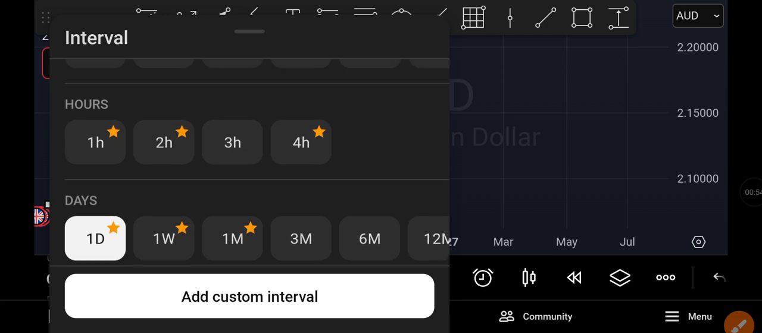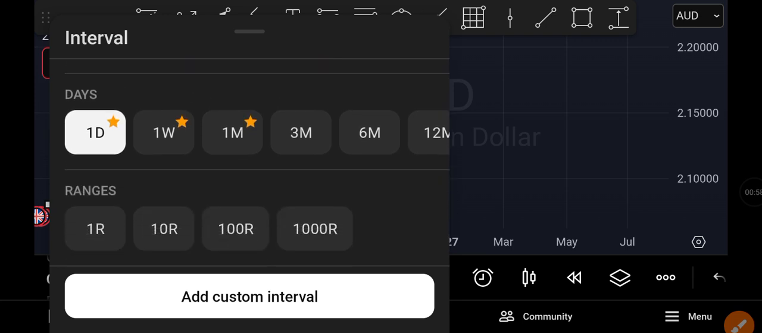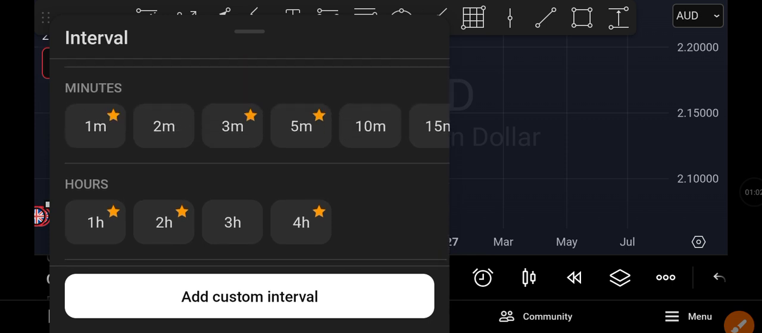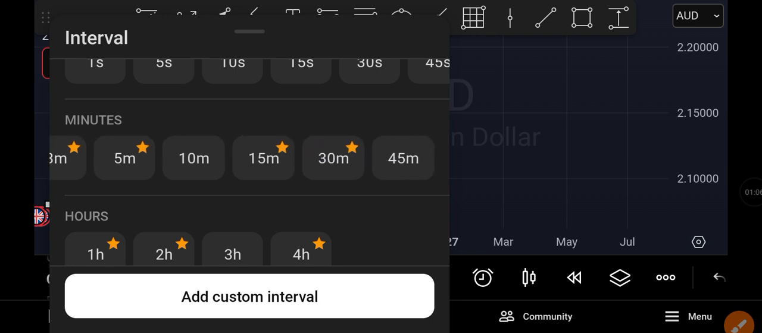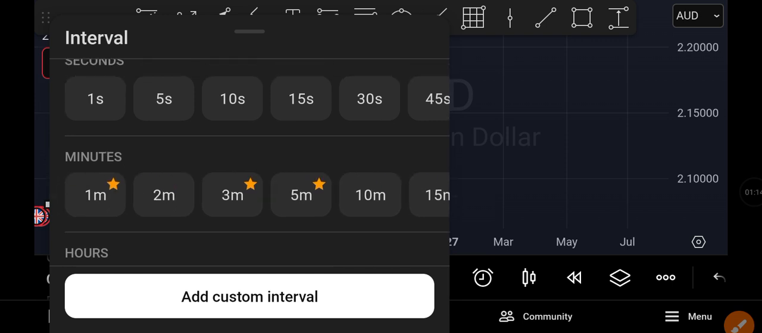You see we have daily, weekly, monthly, 3 months, 6 months, 12 months. We have ranges and we have hours, like 1 hour to 4 hours. We have minutes, 1 minute to 30 to 45 minutes. Yes, this is the free version of TradingView. On the paid version you can go down to seconds.